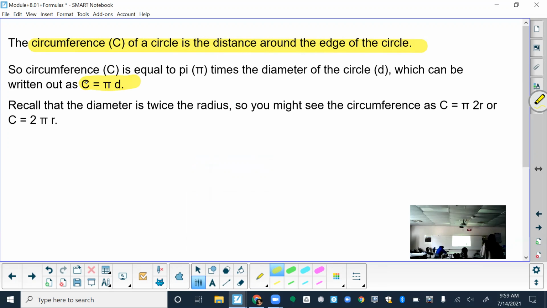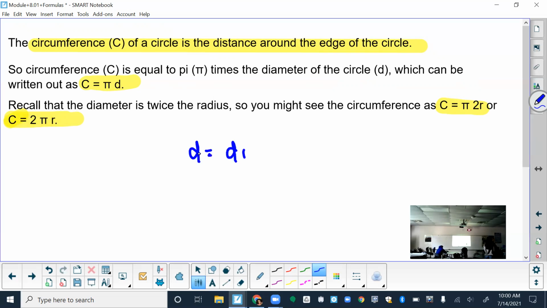Sometimes it doesn't tell you what the diameter equals, but it might tell you what the radius equals. So if you remember that the diameter is 2 times the radius, or that the radius is half the diameter, vice versa, you could also remember the circumference in this format. So pi times 2 times the radius. Or I think saying 2 pi r is a little easier. All right, so these all mean the same thing.